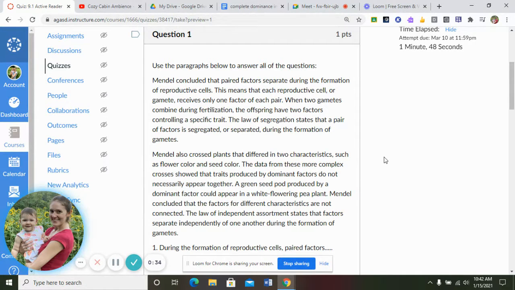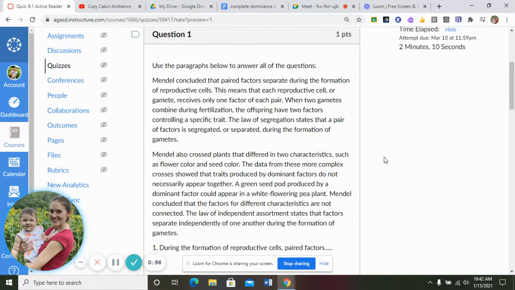Mendel concluded that paired factors separate during the formation of reproductive cells. This means that each reproductive cell or gamete receives only one factor of each pair. When 2 gametes combine during fertilization, the offspring have 2 factors controlling a specific trait. The law of segregation states that a pair of factors is segregated or separated during the formation of gametes.